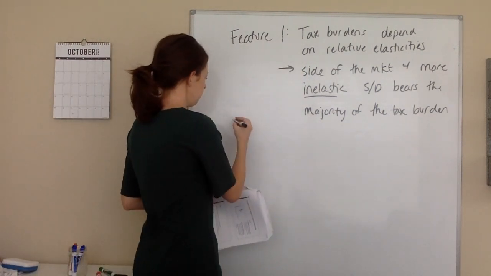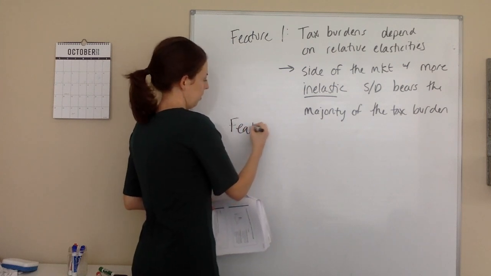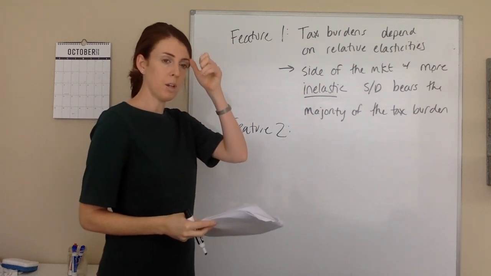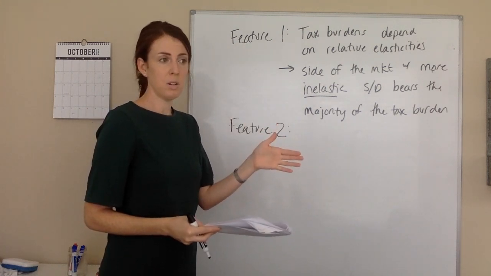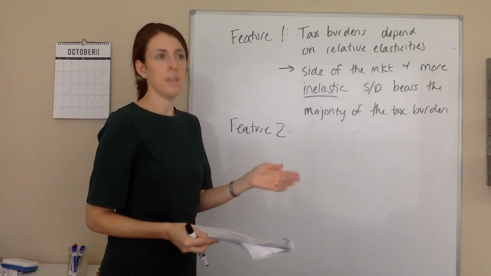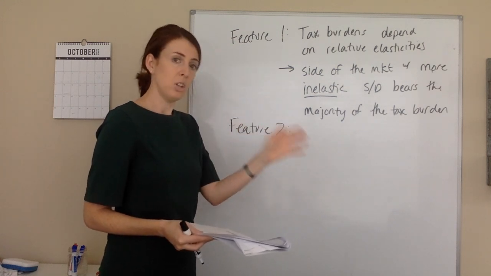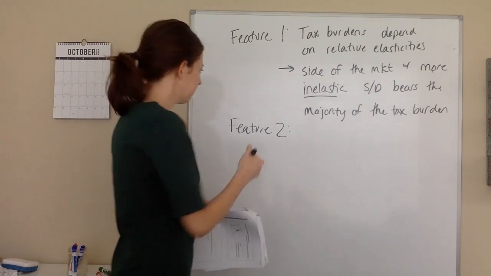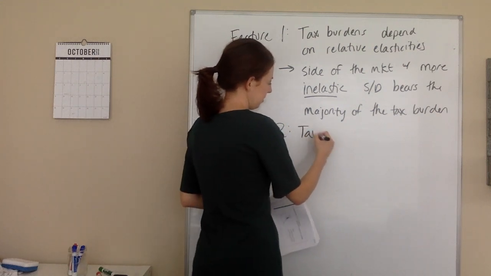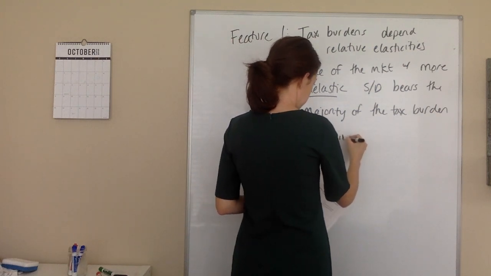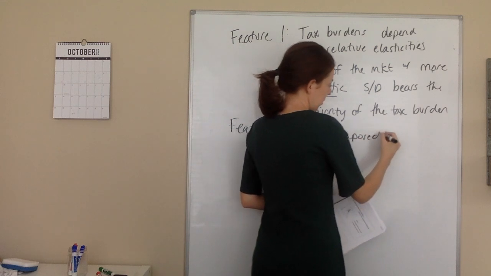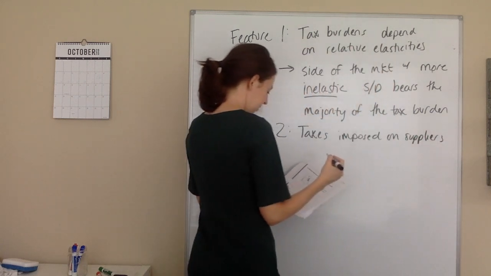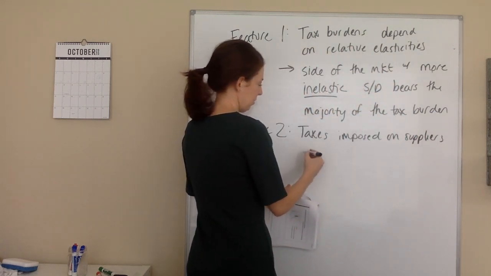Feature number 2 is that it is entirely inconsequential which side of the market you impose a tax on, because the tax burdens will be the same no matter if the government says, okay, suppliers, we're going to impose a tax on you, or demanders, we're going to impose a tax on you. So feature 2 is that taxes imposed on suppliers are equivalent to taxes imposed on buyers.